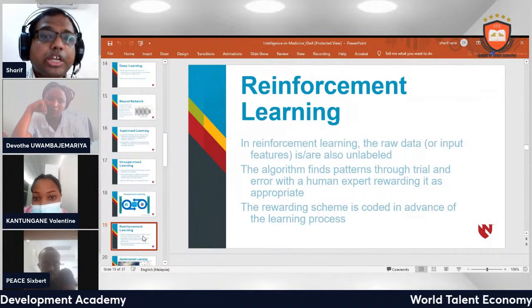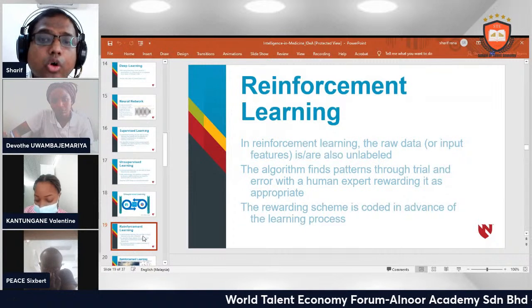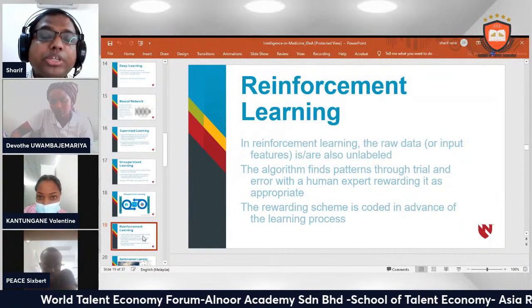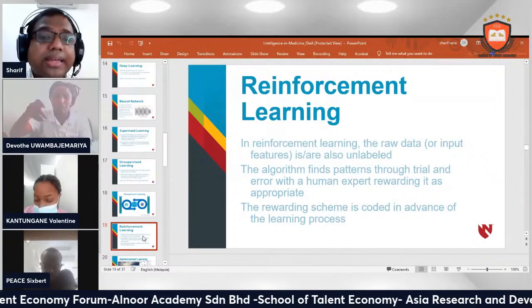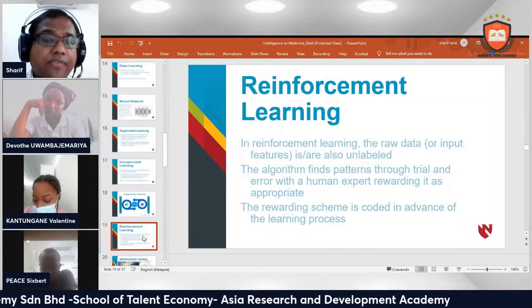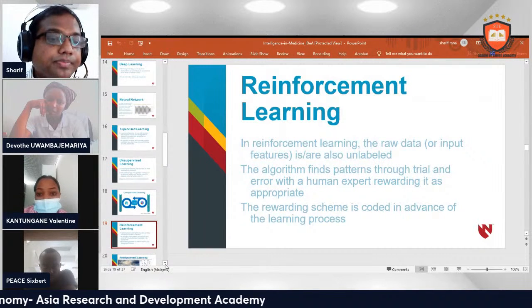He said reinforcement learning. In reinforcement learning, the raw data is also unlabeled. The algorithm finds patterns through trial and error, with a human expert rewarding it as appropriate. The rewarding scheme is coded in advance of the learning process.